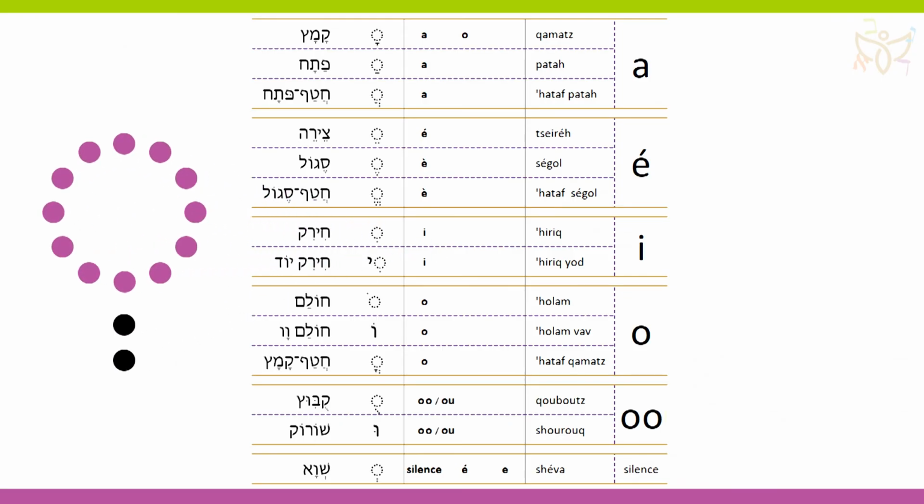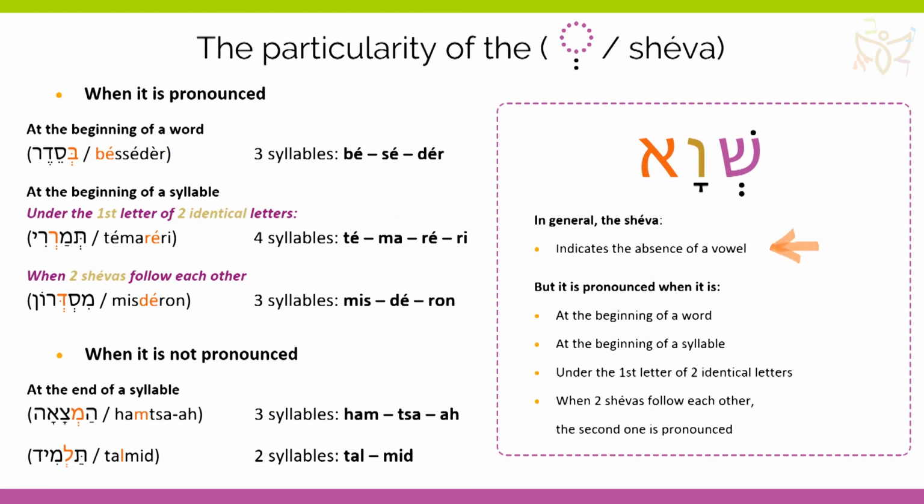And the last one, the shéva, which is written with 2 dots like this, is a bit particular. Yes, because it is supposed to indicate the absence of a vowel, which means that it remains silent, so we just don't pronounce it. However, there are exceptions. Indeed, at the beginning of a word, it is almost always pronounced. Yes, and in this case, it is a vowel, e.